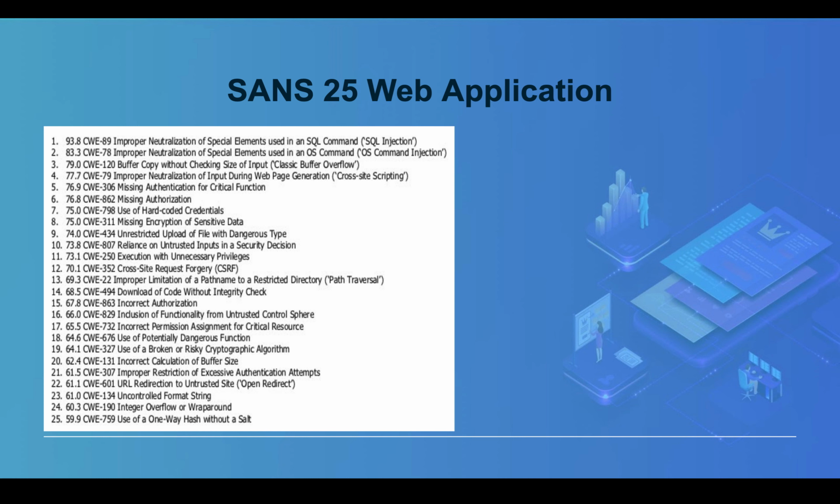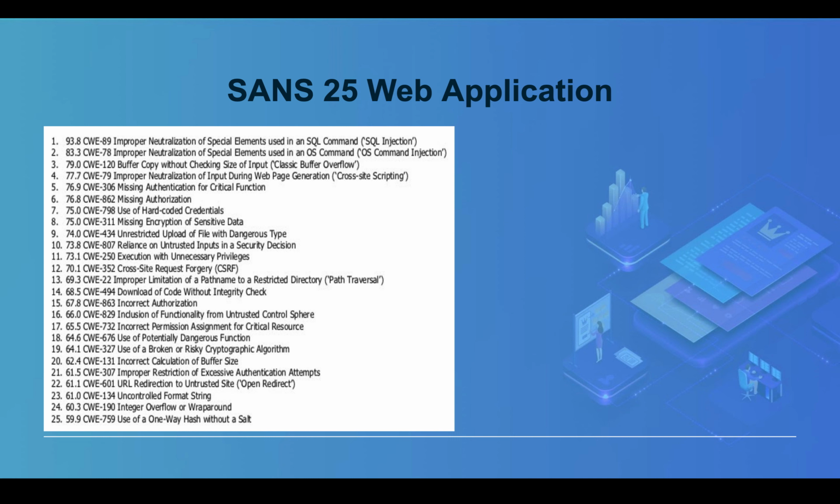Apart from it we have download of code without integrity check, and then incorrect authorization. The 16th says inclusion of functionality from untrusted control sphere, then incorrect permission assignment for critical resources, use of potentially dangerous function. Number 19 says use of broken or risky cryptographic algorithm. Number 20 says incorrect calculation of buffer size, which is again related to the buffer overflow attack. 21st says improper restriction of excessive authentication attempts. 22nd says unvalidated redirects, that is open redirects or URL redirection to untrusted sites. Then on number 23 we have uncontrolled format string. On 24th, integer overflow or wraparound, and the last one, the 25th, says use of a one-way hash without a salt.